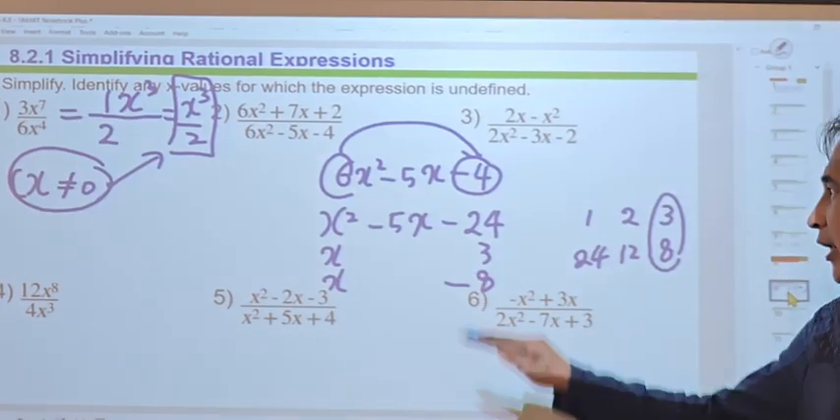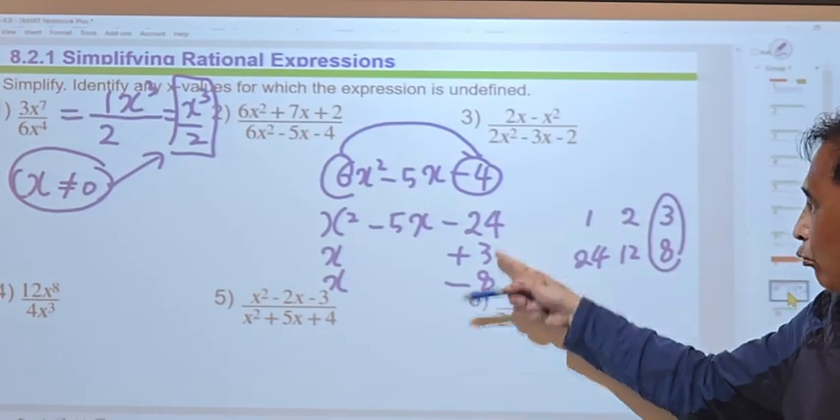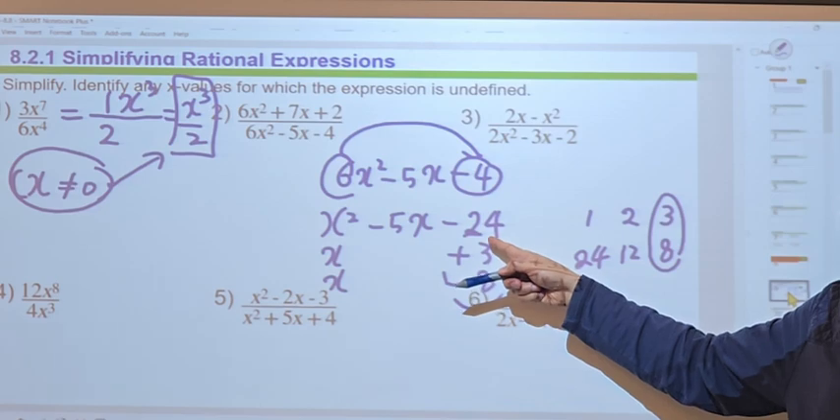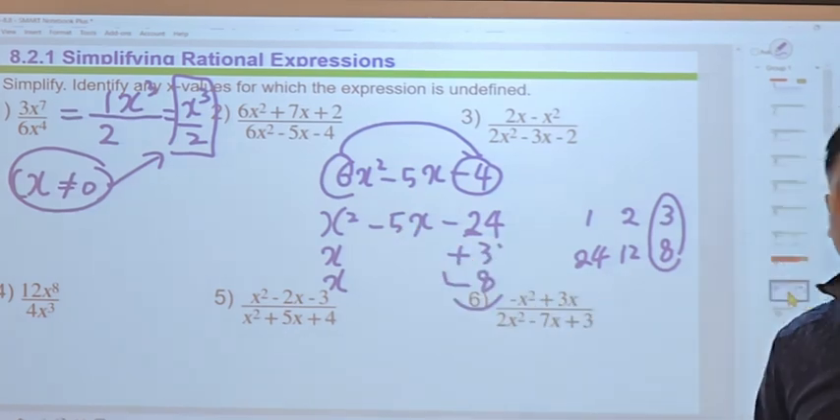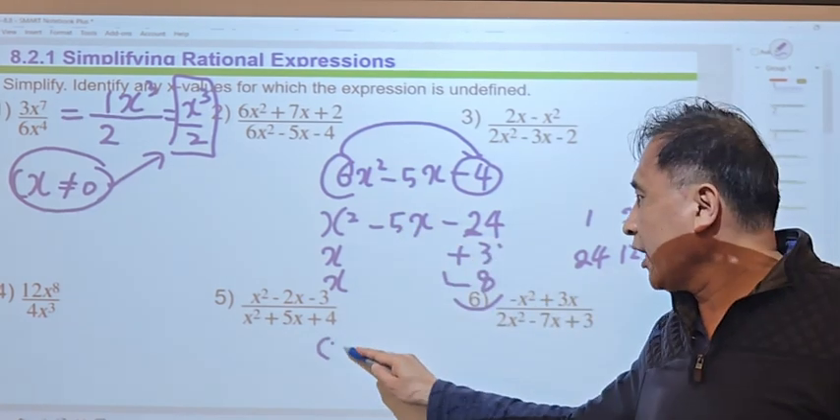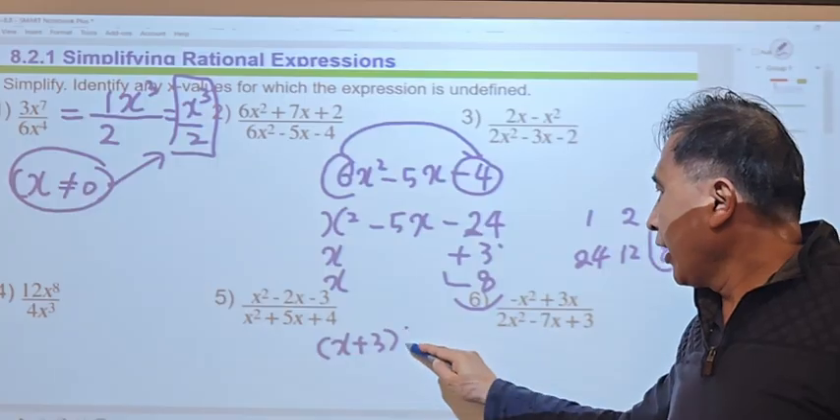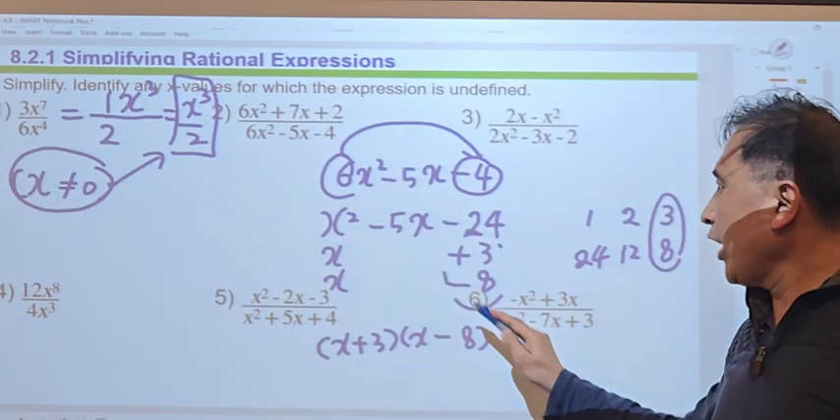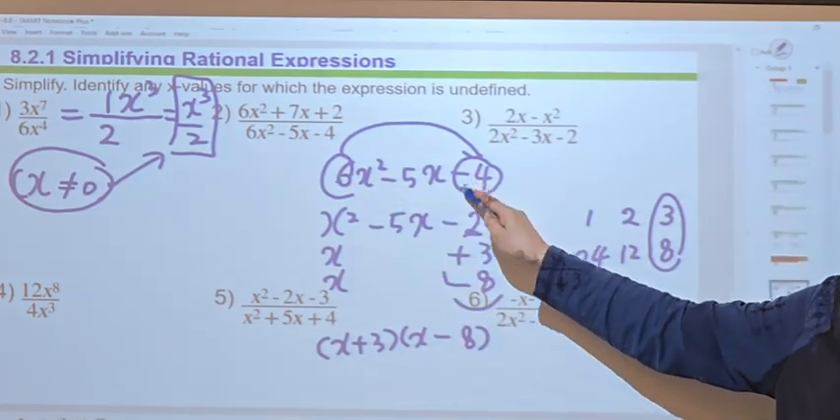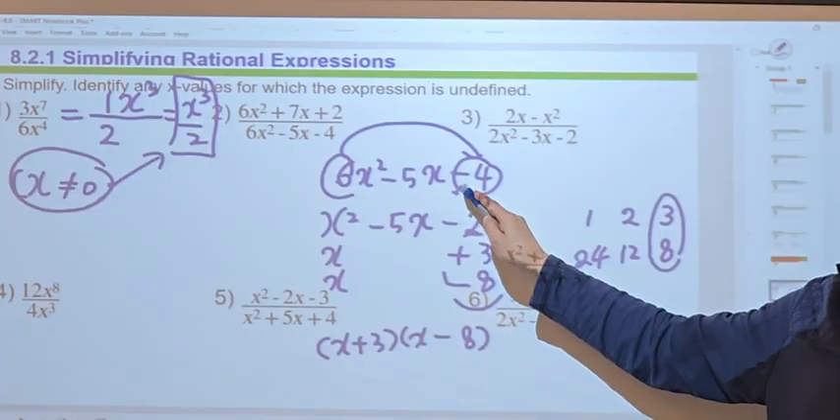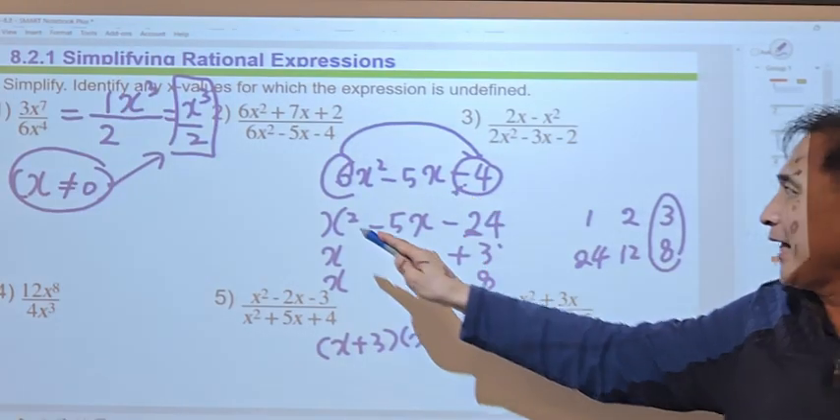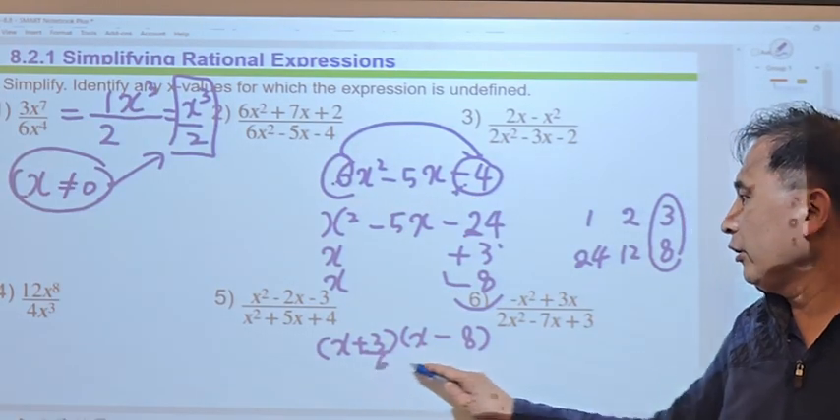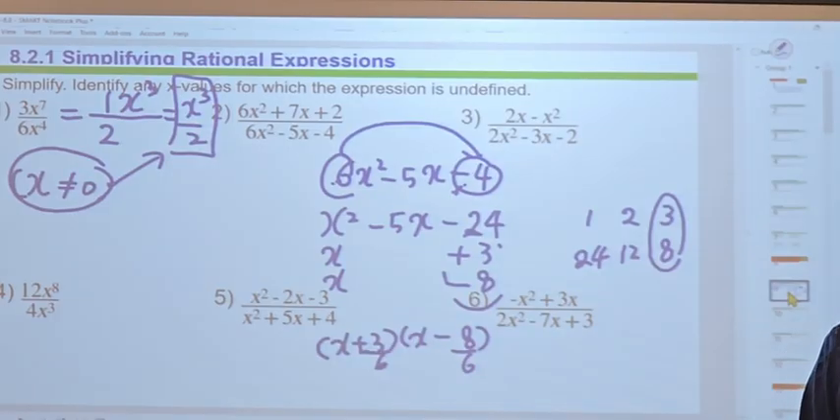We go negative, and then this is positive. Then when you multiply this, that becomes negative 24. When you add it, that's negative 5. So we can factor it, x plus 3, x minus 8. But don't forget, at the very beginning we multiplied by the constant, so then we divide by that number, which is the 6 right there. Got it?